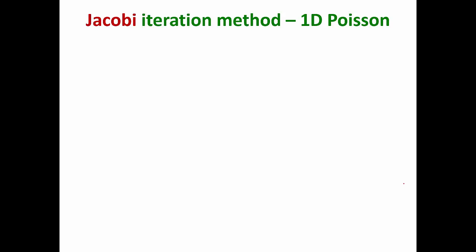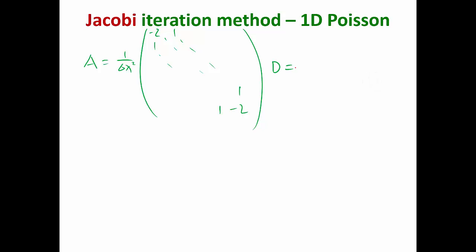For example, let me use a 1D Poisson's equation as an example. In this case, A is equal to 1 over delta x squared times the tridiagonal matrix with minus 2 on the diagonal and 1s on the off-diagonals. That's what the matrix looks like in a 1D Poisson's equation. And of course, D is equal to minus 2 identity over delta x squared. That's the diagonal part of this matrix. It's just the minus 2 over delta x squared.